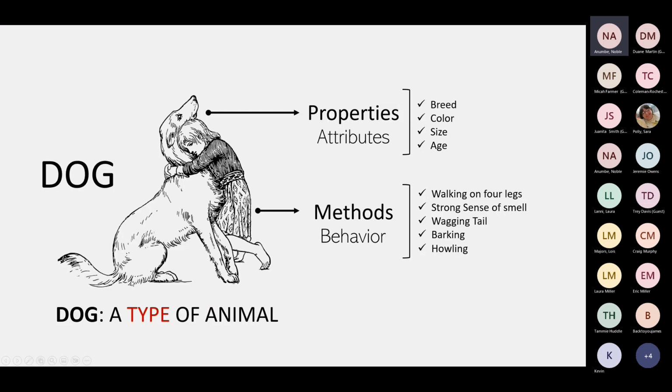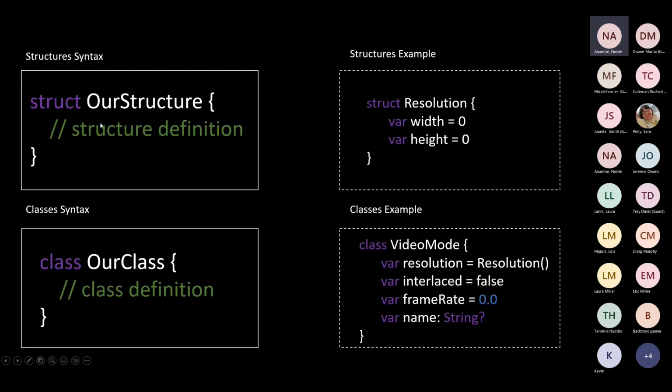So if I was creating a structure for a dog, I would just say struct Dog. For humans, I'd say struct Human. And then within it, I would outline the properties of those humans, and then I will outline their behavior.